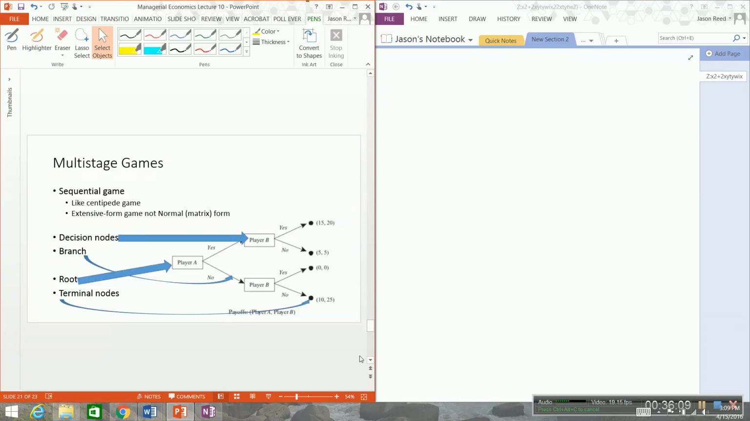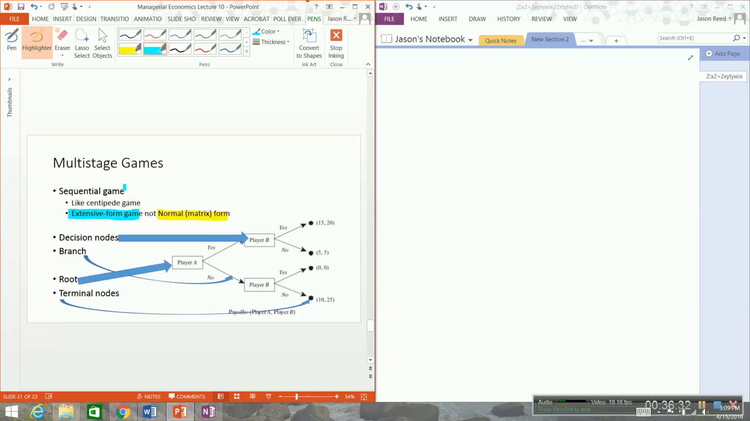Well, we can look at a repeated game, but this is going to look a little differently than what we saw before. Before, what we looked at was something called a normal form game or a matrix form game, where right now we're going to look at something called an extensive form game. This extensive form game was very similar to what we saw in the centipede game, and this is very much a sequential game.